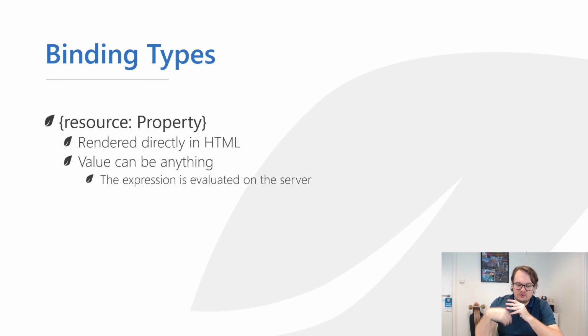If you want to just render something statically in HTML, you can use resource binding. It's not meant only to get values from resx files, but you can call any C# expression in this binding. The expression will be evaluated on the server, so you can access static classes, static methods, anything.